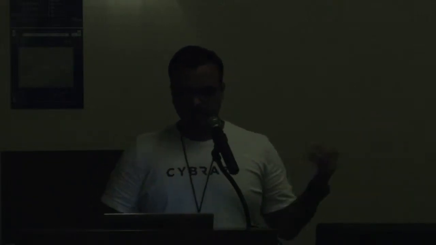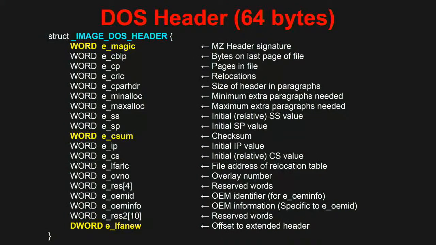And this is the structure of a DOS header. It contains a lot of information, but the important fields have been highlighted. e_magic is the MZ bytes that are present inside a PE file. This identifies that this is a PE file. The CSUM is the checksum of the PE file itself.